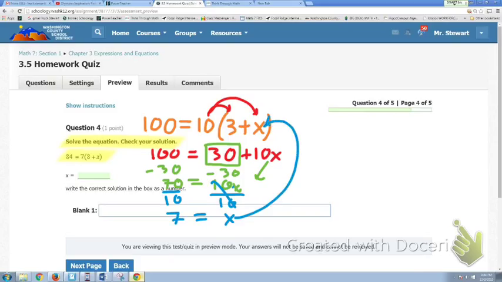I can substitute that back in to double check, and sure enough, 3 plus 7 on the inside is 10. 10 times 10 is 100, and I'm good. Do the same thing over here. When you think you've got the answer for x, I would advise you to substitute that back in, combine the terms inside the parentheses, multiply it by 7, and see if it really equals 84.